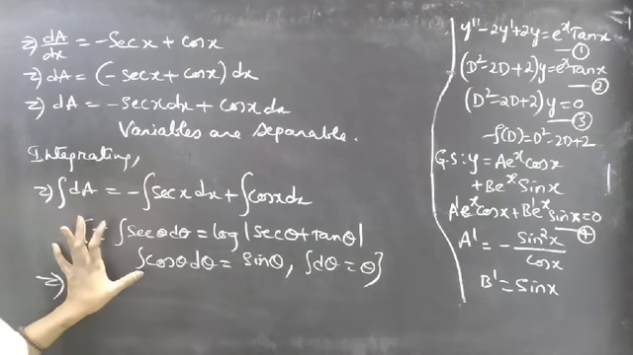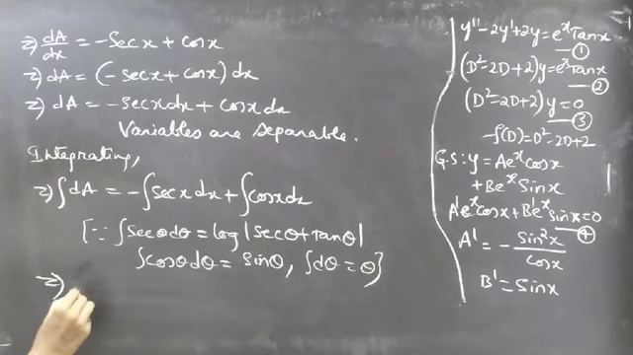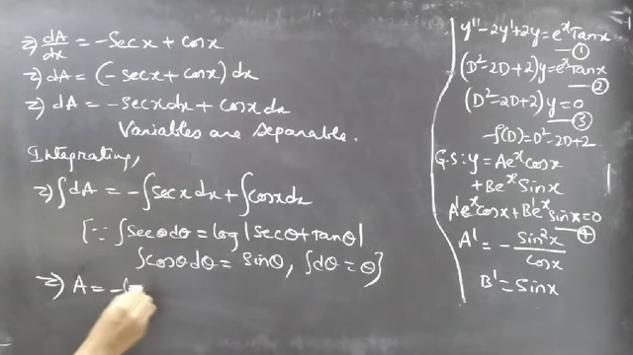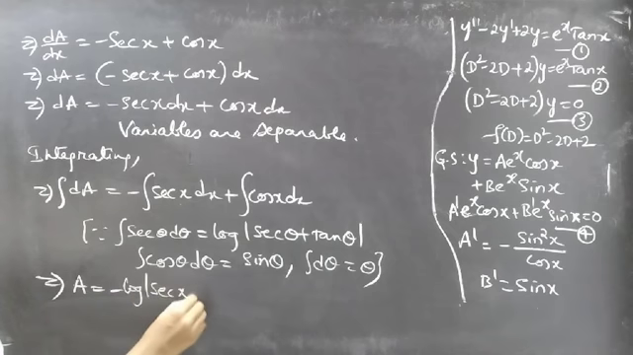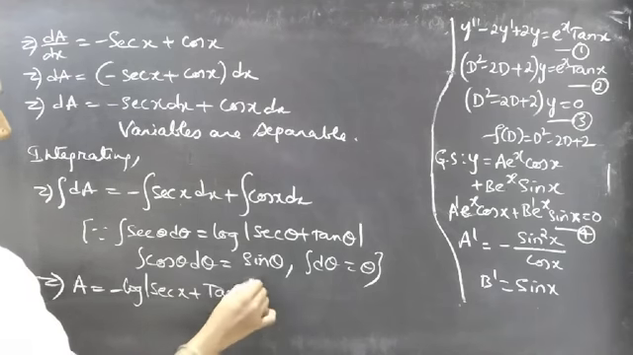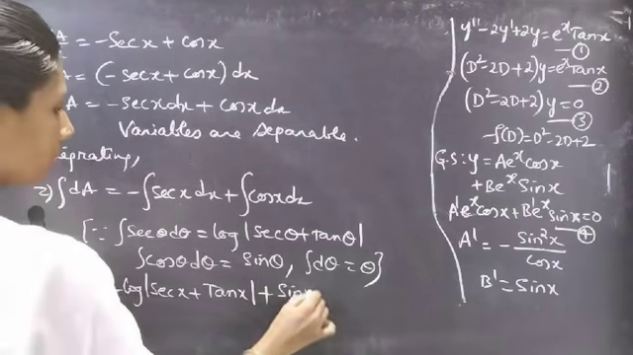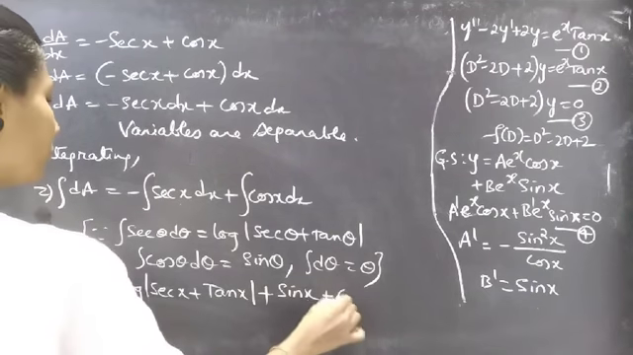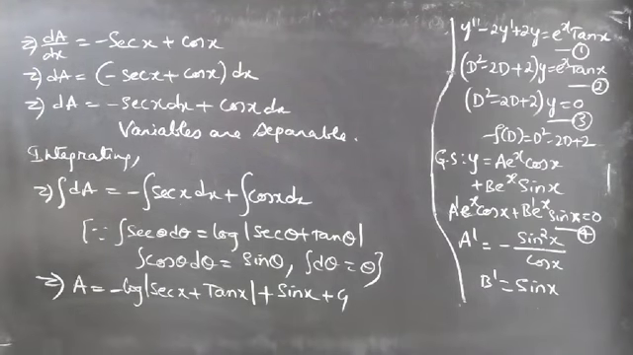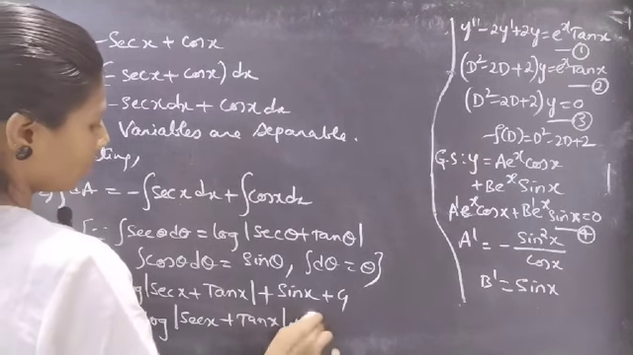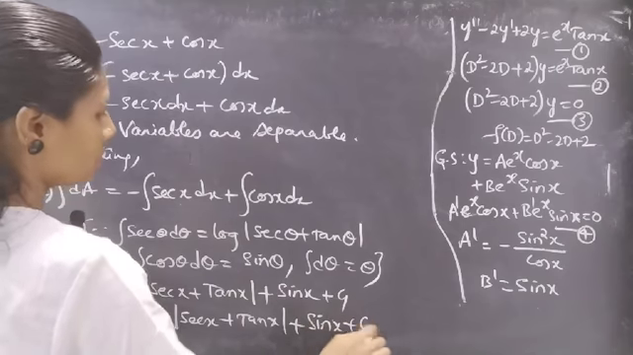By applying this formula, we'll get integral dA equal to minus integral secant x dx is log mod secant x plus tan x, plus integral cos x dx is sin x, plus integral constant is c1. So we got a here, right? Therefore a equal to minus log mod secant x plus tan x plus sin x plus c1.